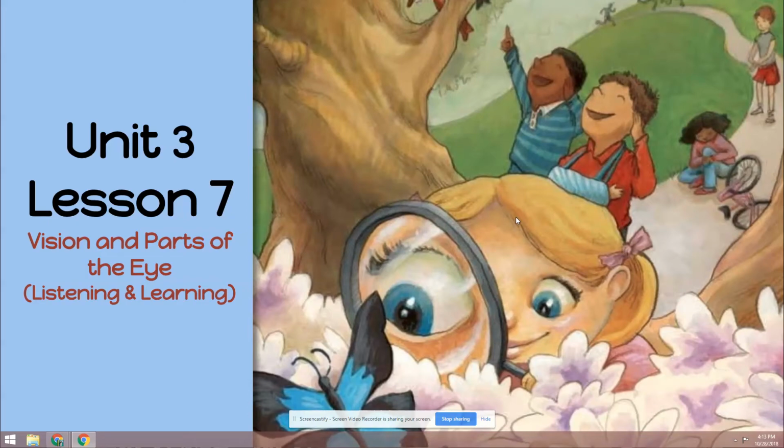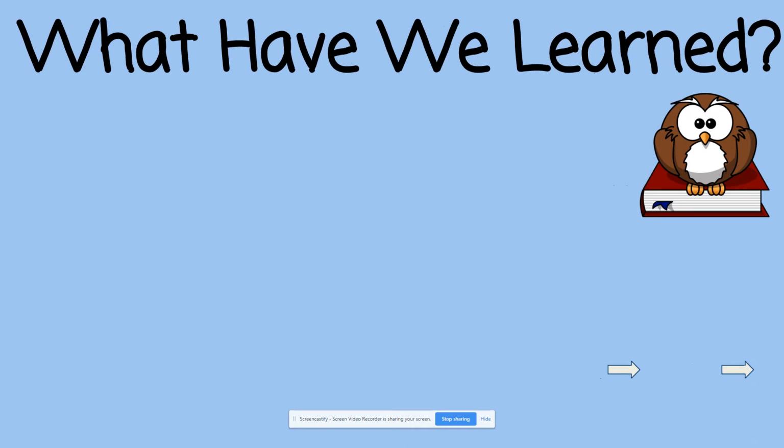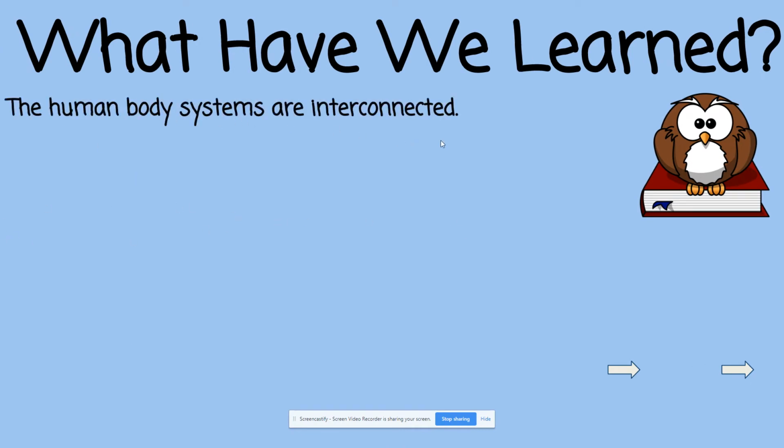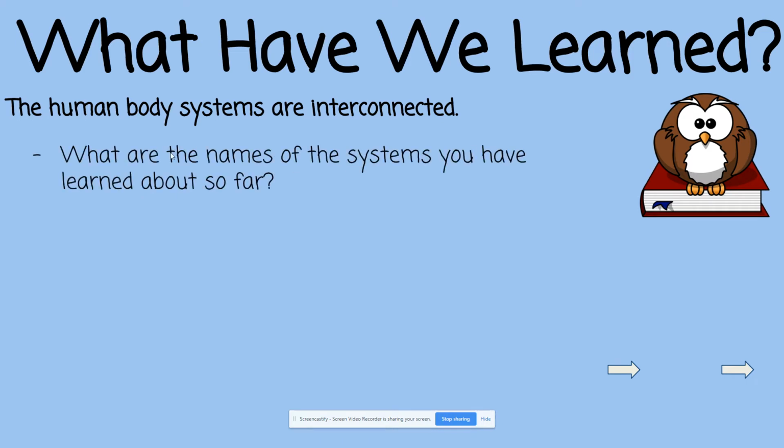Today we are in Lesson 7, Vision and Parts of the Eye. Let's look at some of the things that we have learned. We have learned that the human body systems are all interconnected and they rely on each other to work together. What are some of the names of the systems we've learned so far?